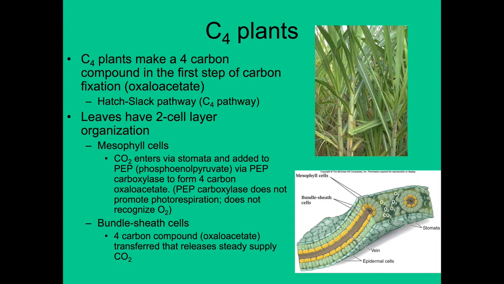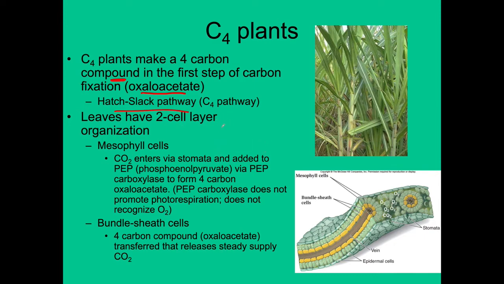So let's take a look at C4s. Now, C4 plants actually make a 4-carbon compound that's not found in C3s. And so in their carbon fixation process, they create something called oxaloacetate. That may sound familiar because that molecule is also what is bound to acetyl-CoA at the very beginning of the Krebs cycle. But this C4 pathway here is called the Hatch-Slack pathway. That's the name of the guys who actually discovered it.